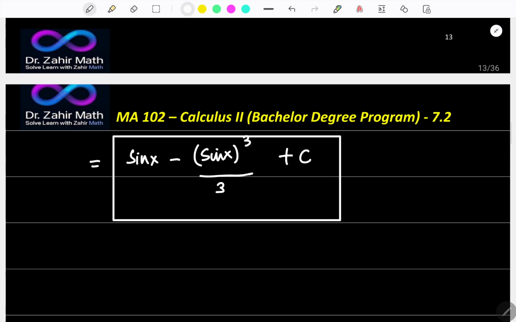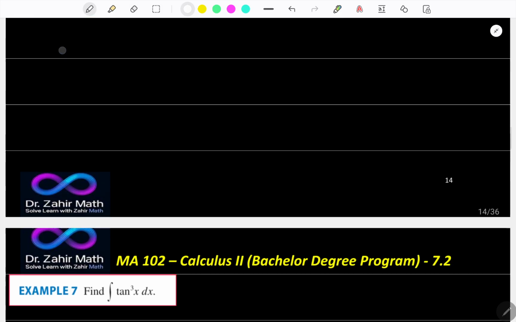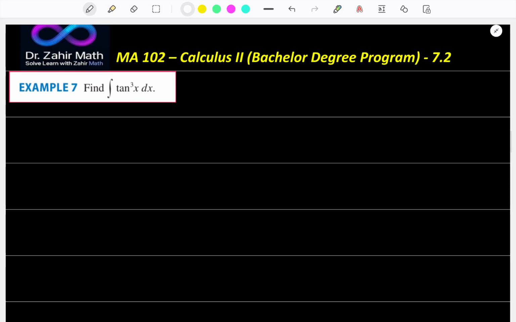Okay. So in the calculator, how do you type sine square x? Type sine x the whole power 2. In the calculator, how do you type cosine cube x? Cosine x to the power of 3. So this is the way to type in the calculator. Okay, right. Let's go to the next question.